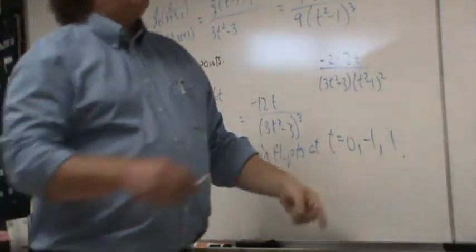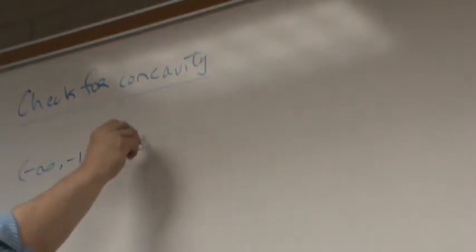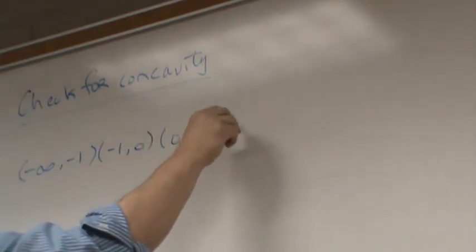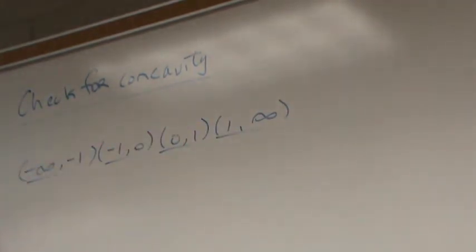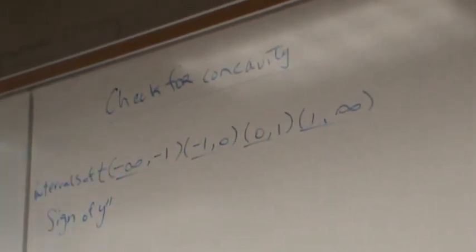But here, since I have possible inflection points, we're going to check for concavity. Alrighty, which means I'm going to go from -infinity to -1. I'm going to go from -1 to 0, and I'll go from 0 to 1, and then 1 to infinity. These are the intervals of t. And then I'm going to look at the sign of y double prime, which is the sign of the second derivative. When I stick in a big negative number here, I'm going to get a positive on top, and a positive on the bottom, so that's going to be positive.